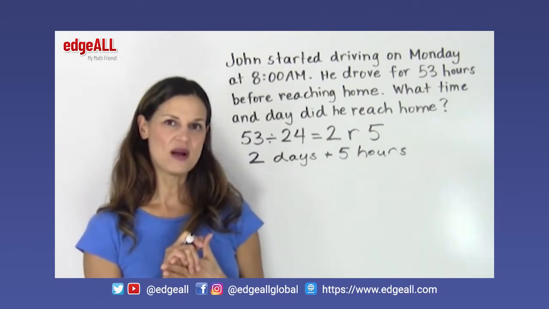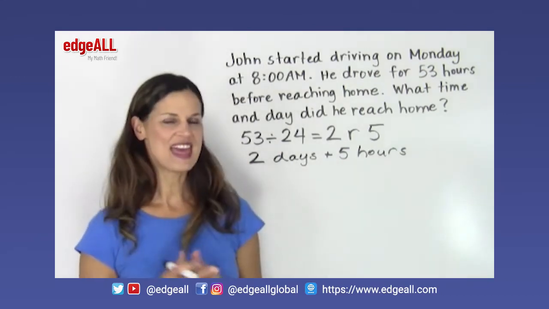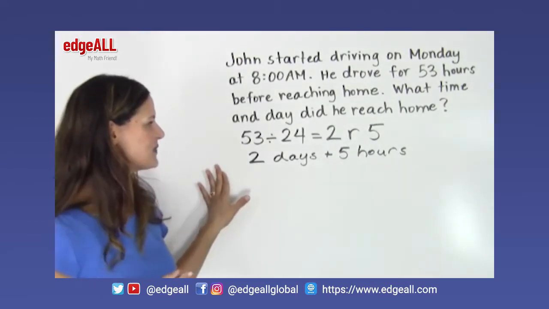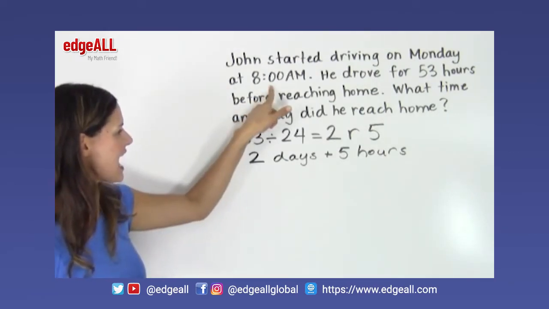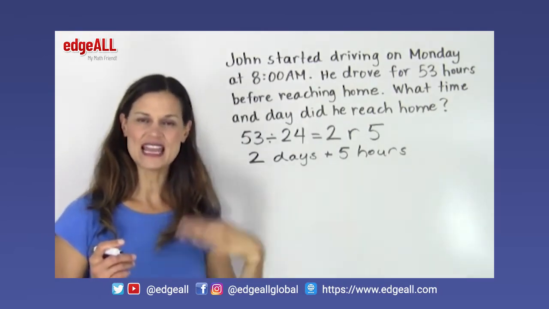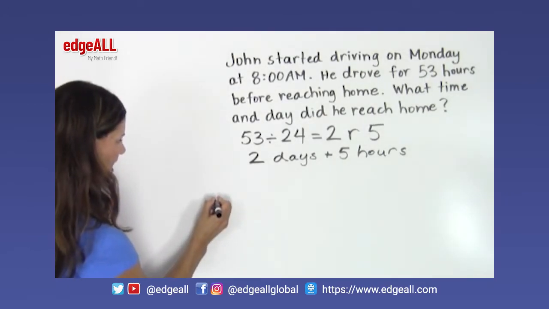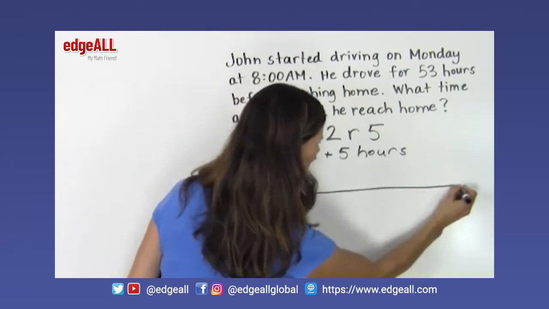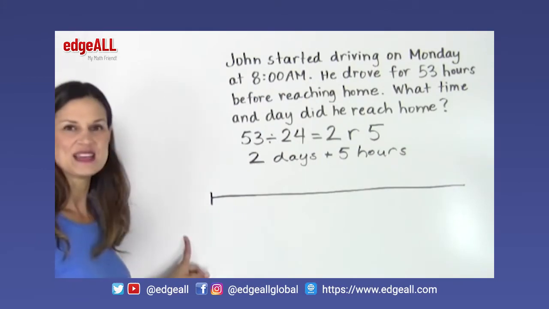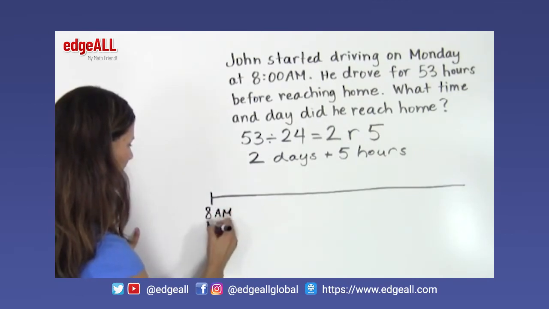So at this point, the problem is easy. We simply need to figure out the day and the time that he made it home. So we just need to count days and hours. He started at 8 o'clock a.m. Monday. So we're going to start by looking at a number line and counting ahead to see when John made it home. So let's take our number line like this, and we'll start way over here at the beginning of John's trip. So he started his trip at 8 a.m. on Monday.